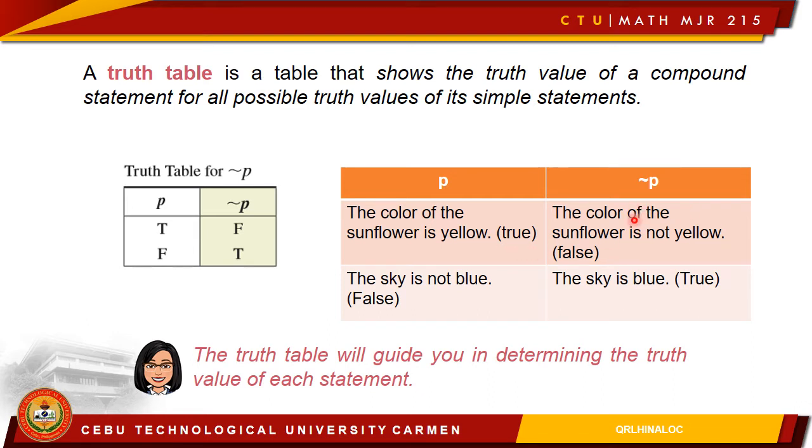And then when we negate, the color of the sunflower is not yellow. This is a false statement. Likewise, the sky is not blue. This is a false statement. And when we negate the false statement, the sky is blue, it becomes a true statement. So the truth table will guide you in determining the truth value of each statement.